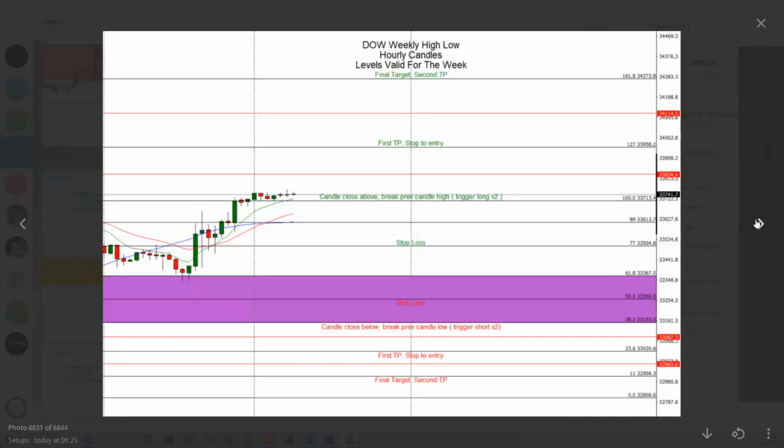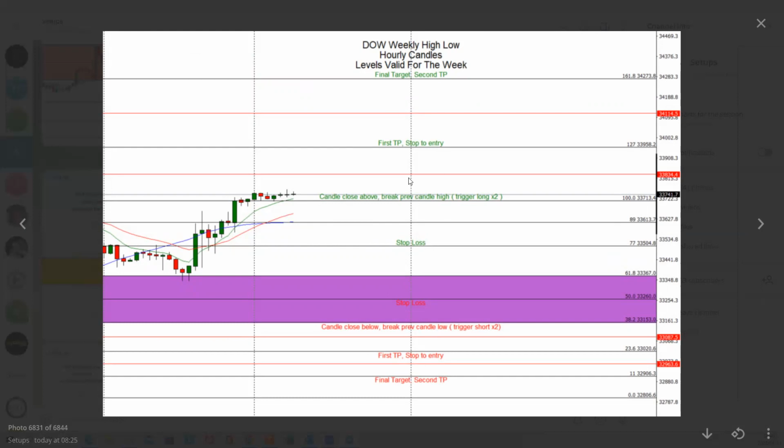On the Dow weekly high low, currently between levels of 100 and 127 as support resistance. If we look at the moving averages, 8 is above 21, above 50. That's indicating trend is up. So the trigger long above 100 is completely valid that we got there. So with that, we're aiming for the 127 first TP, 161.8 second TP, and stop loss being at the 77.